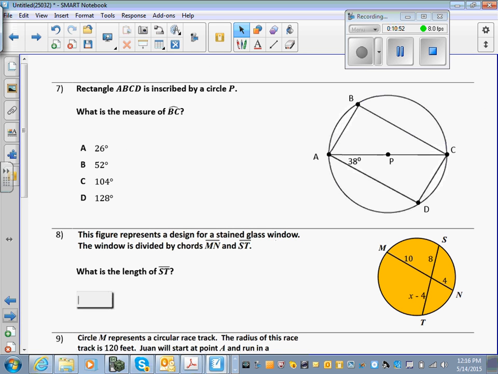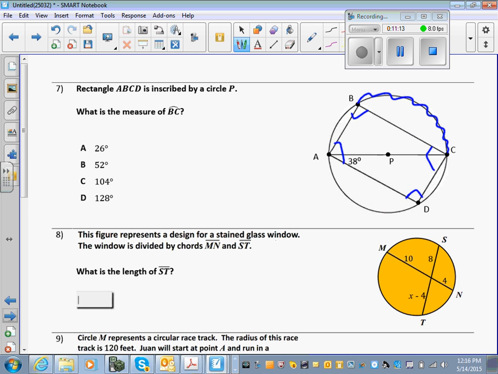This is a rectangle ABCD inscribed by a circle P. What is the measure of BC? So this is what they want you to know, the arc length of BC. Since they told you it's a rectangle, the corners are going to be 90-degree angles, right? So I know this is going to be 90, this is 90, this is 90, and this is 90.